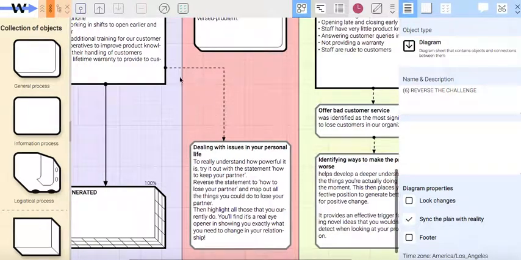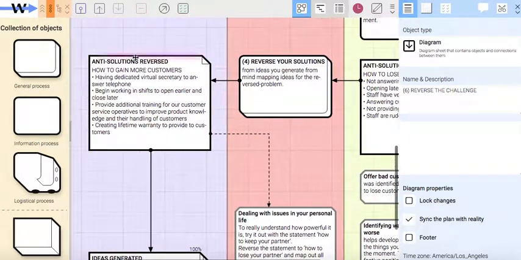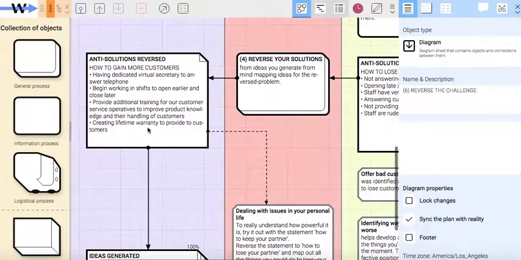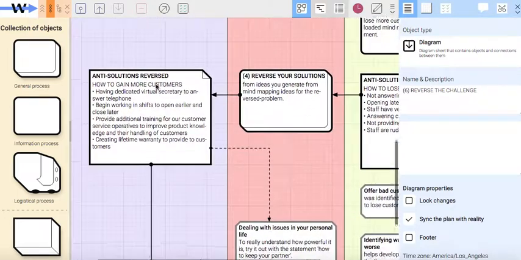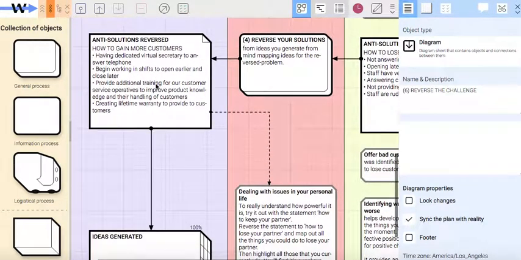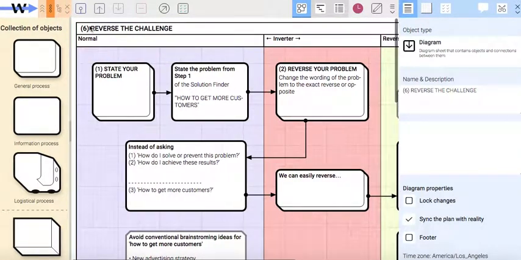Okay, and then again there's little comments here, which is fine. And then once you have your solutions, you've reversed your anti-solutions, and by reversing your anti-solutions, you get your answers, which are in the normal column. Okay, so then we end up having our ideas generated for our reverse the challenge technique number 6.